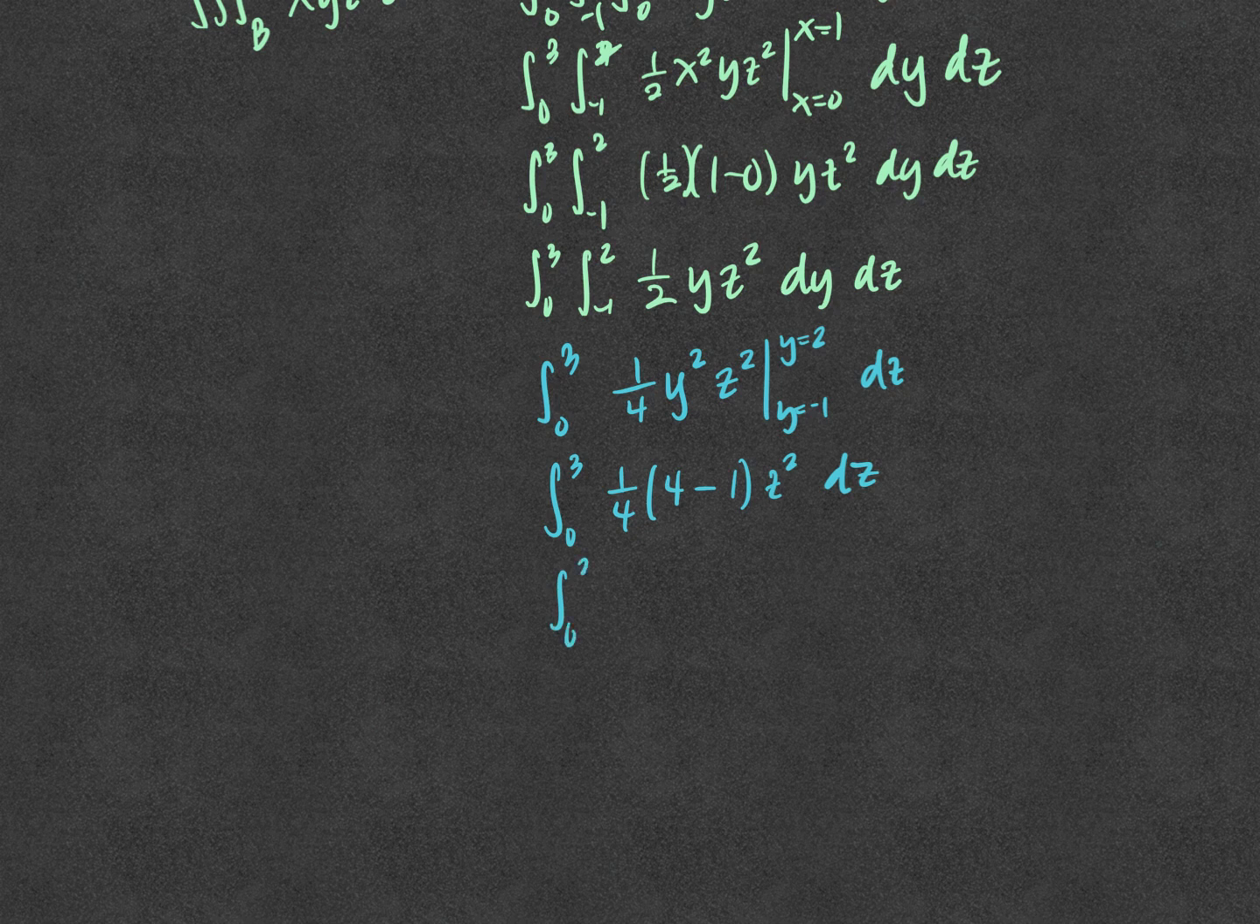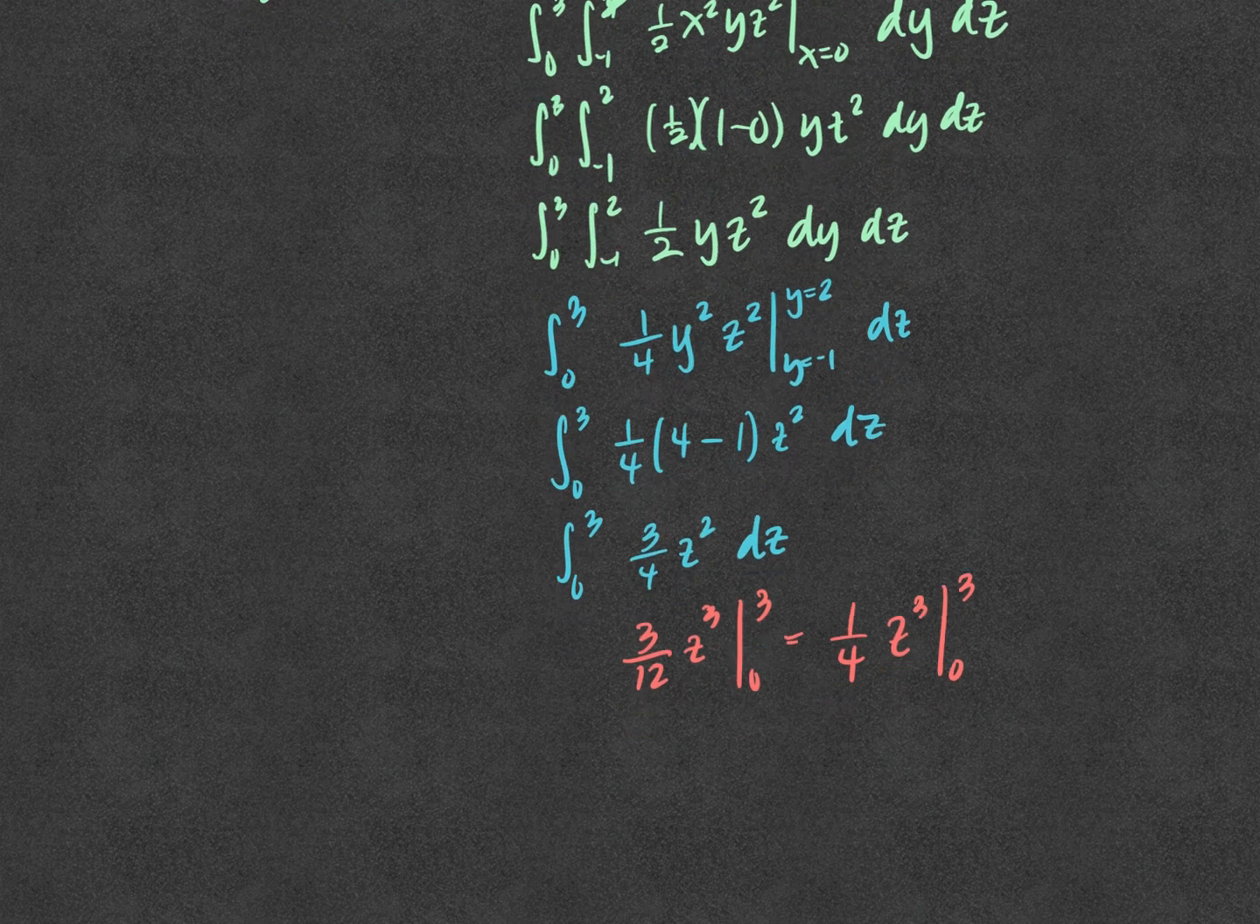So we have the integral from 0 to 3, 4 minus 1 is 3, so we have 3/4 z squared with respect to z. So now we can integrate with respect to z. So when we do that, we get 3 over, z squared becomes z to the third, and 3 times 4 is 12, and our bounds are 0 to 3. Let's reduce that to be 1/4 z to the third from 0 to 3.